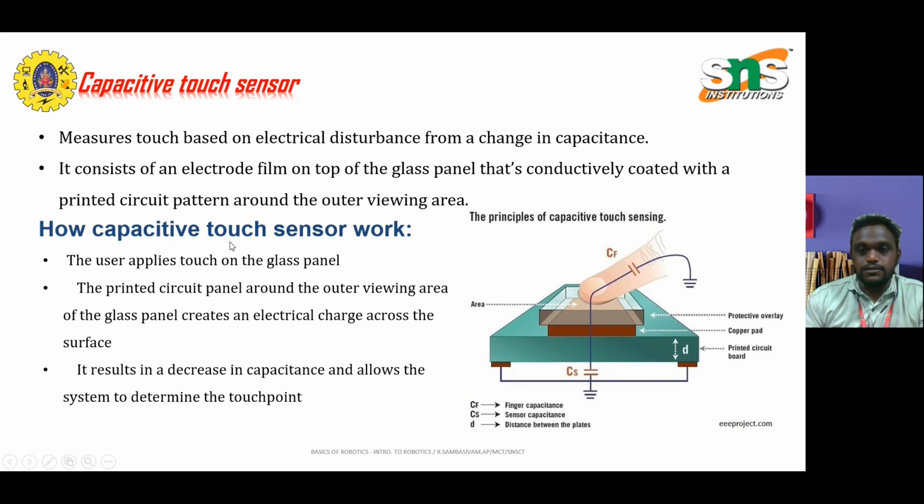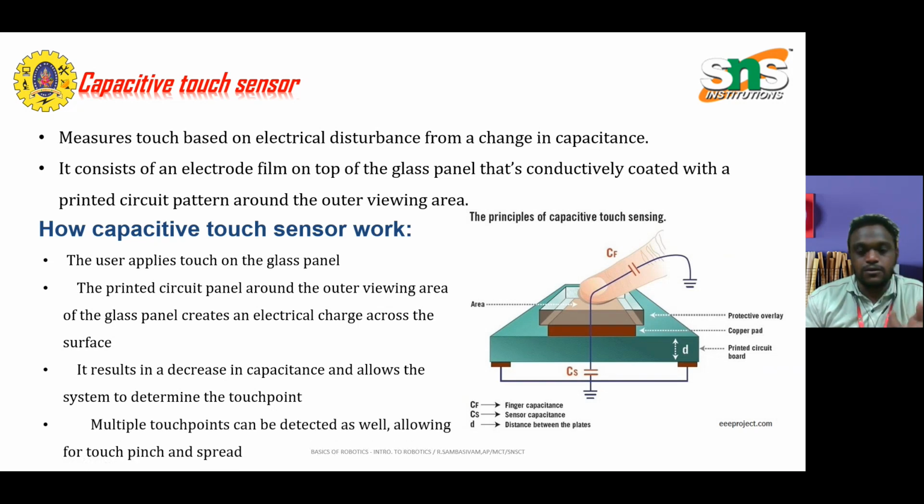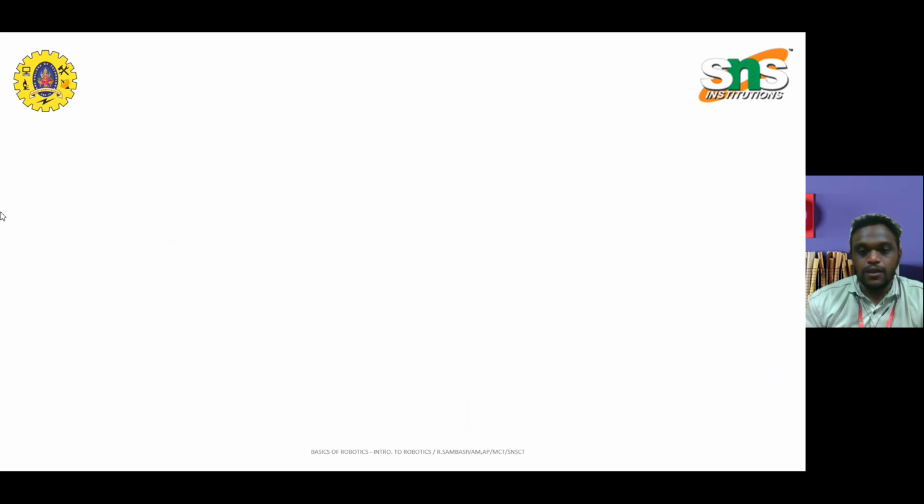That is the simplest form of the working procedure, and normally we are using multi-touch points because it is like a protective layer: wherever you touch a particular region, the electrical disturbance is obtained, and it generates the output in the form of capacitance variances.